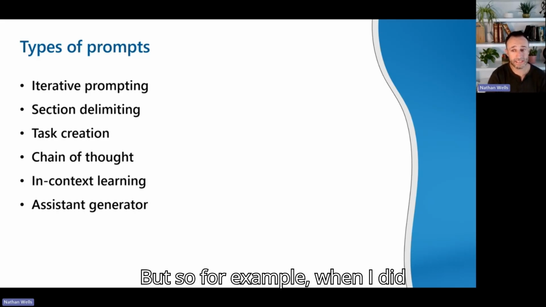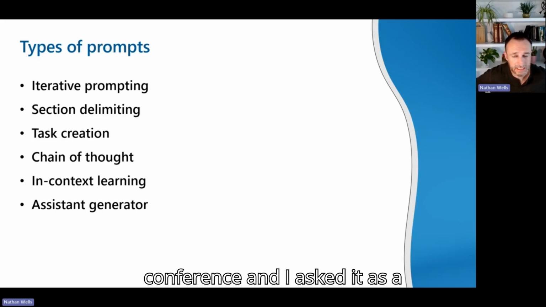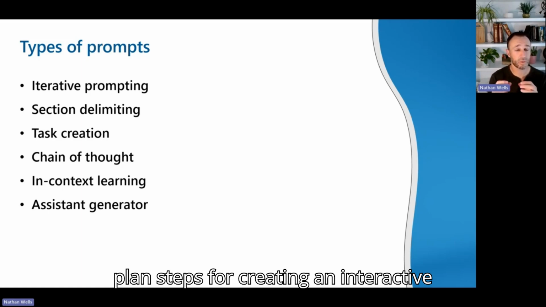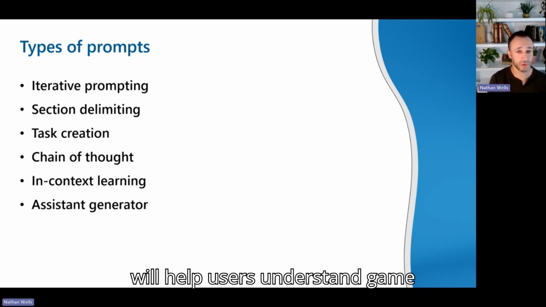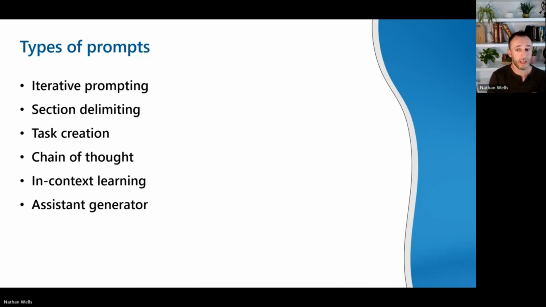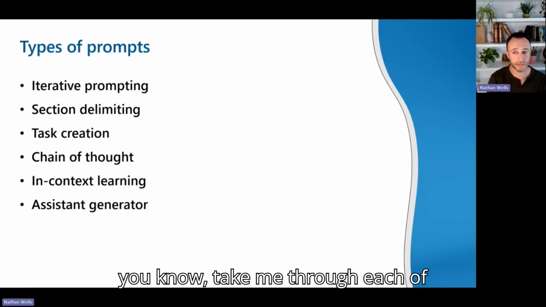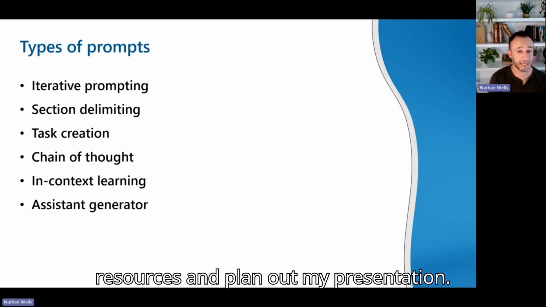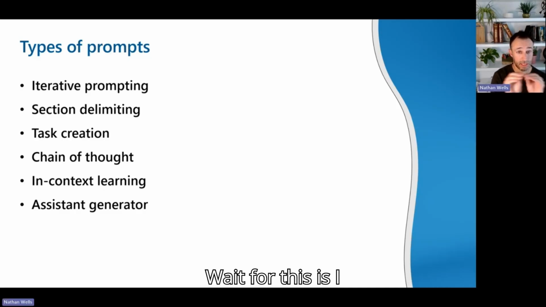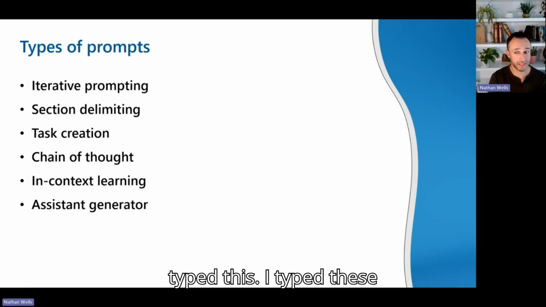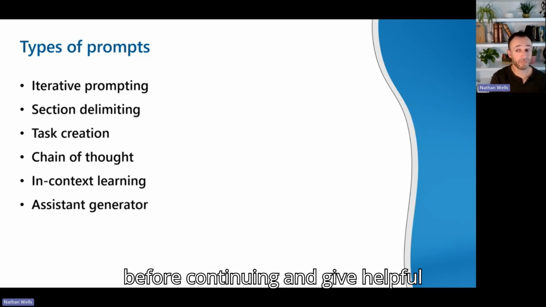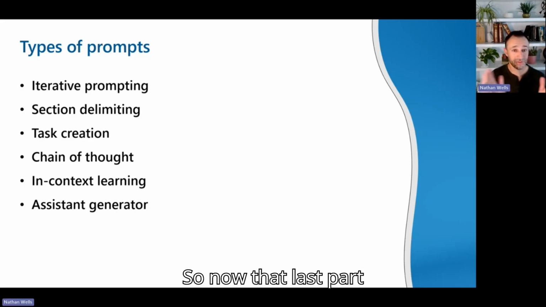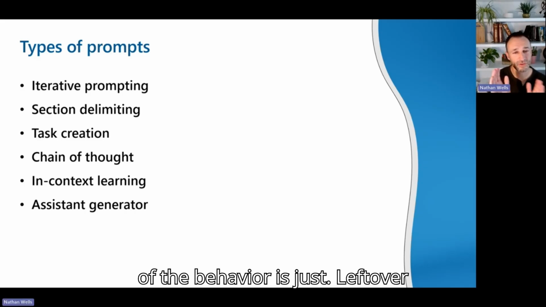So, for example, one I did is I'm speaking next week at a conference, and I asked it as a chain of thought. I said, help me plan steps for creating an interactive hands-on workshop that will help users understand game-based learning. And so then I said, take me through each of the steps in creating an outline, a research question, how to gather resources, and plan out my presentation. I typed these words: wait for my response before continuing, and give helpful feedback and encouragement, redirecting miscommunications and off-task behavior. So now that last part, the off-task behavior, is just a leftover because I've used this with students.